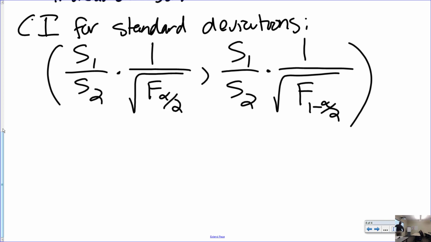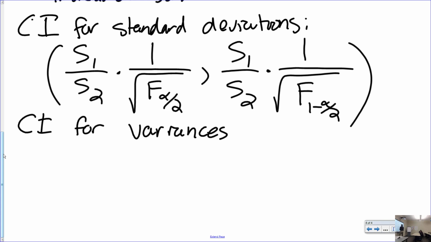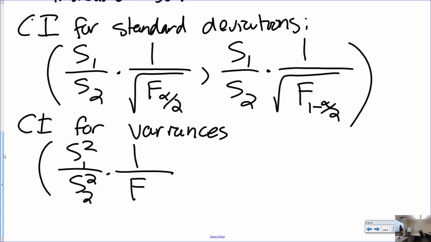Note, if you're asked to calculate the confidence interval for variances, this is just looking for you to square everything instead of square root it. Everything is exactly the same, except now you deal with squared values, and you don't square root your F statistic.